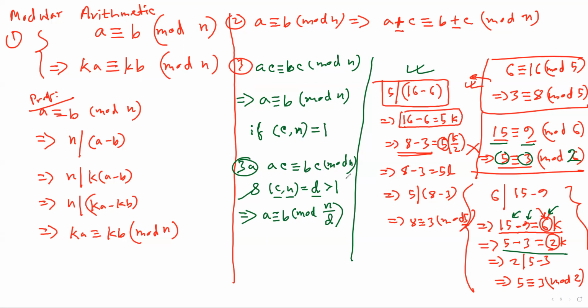So this is the variant of property number 3 when we are dividing on both sides by the same number. In these cases, we have to be careful when dividing by the same number on both sides. We have to be careful if that number shares any common divisor with N or not. Please let me know if everything is clear so far. If so, I'm going to move on.